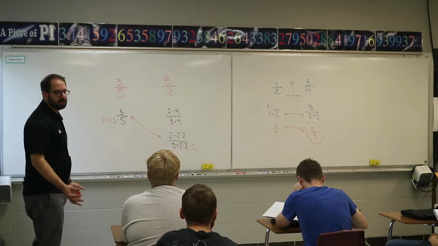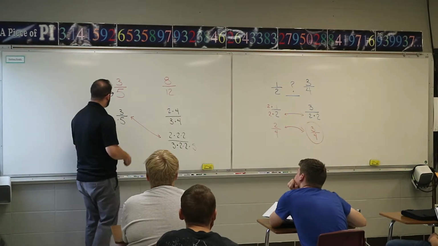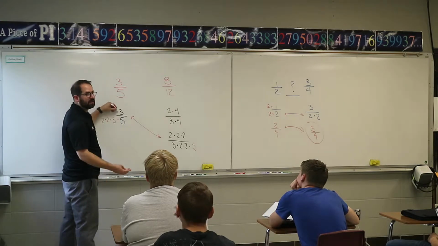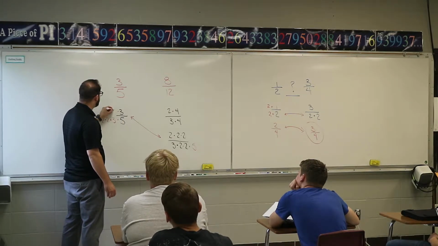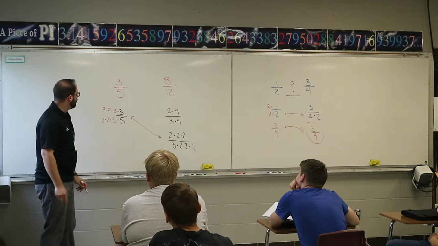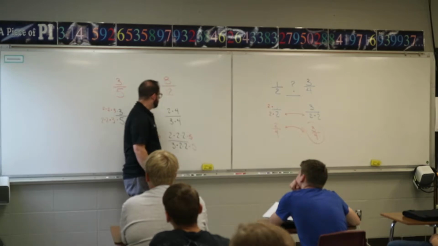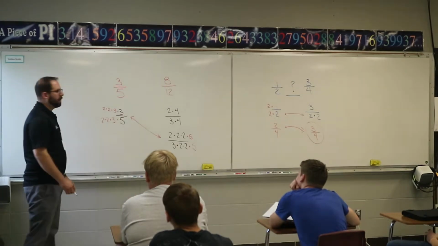Does that make sense? Okay? On the top, if you added anything to the bottom, you have to add it to the top. So I added an extra 3, an extra 2, and an extra 2. On the other side, I just added a 5. So that was the only thing I added to the bottom.